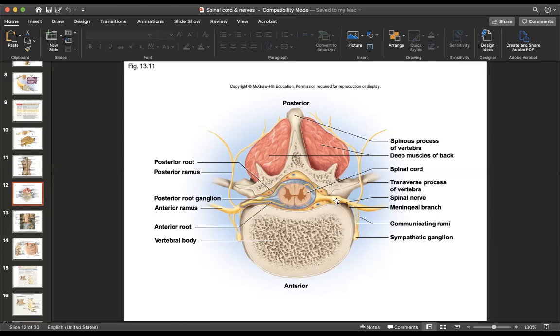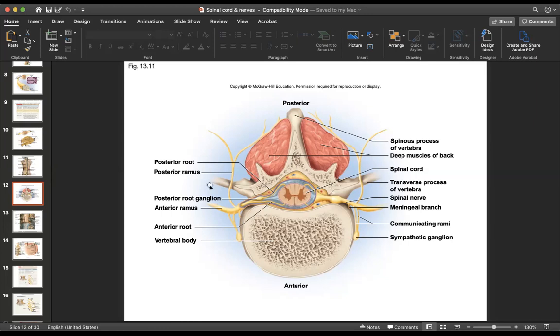The communicating ramus communicates between what you think of more as your somatic nervous system, which you can control. Most of the anterior ramus is going to go out to skeletal muscle and things like that, or receive sensory information that you actually feel. But that communicating ramus is a communication between your somatic nervous system and your autonomic, your visceral nervous system. So those are the three branches, or rami, you want to know: the anterior ramus, posterior ramus, and the rami communicantes, or communicating ramus.